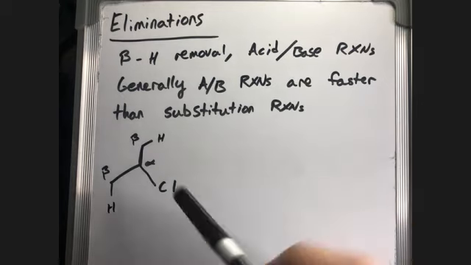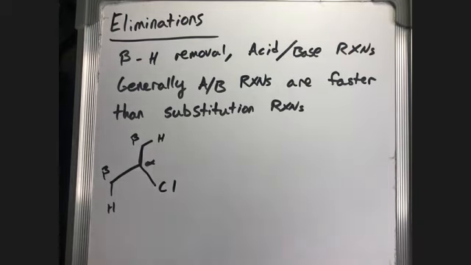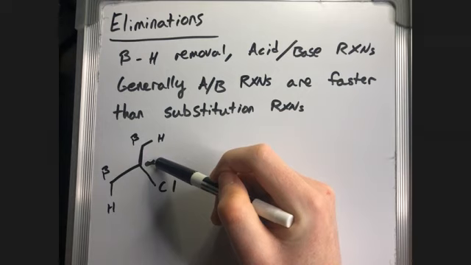To talk a little bit about the beta position, what we mean by that is we're always looking at the alkyl halide carbon. That is the alpha carbon, so alpha relative to the chlorine. Alpha is the first position adjacent to the halogen. Alpha is this carbon, and then beta would be the second position away from that carbon. So this is alpha, this is beta.